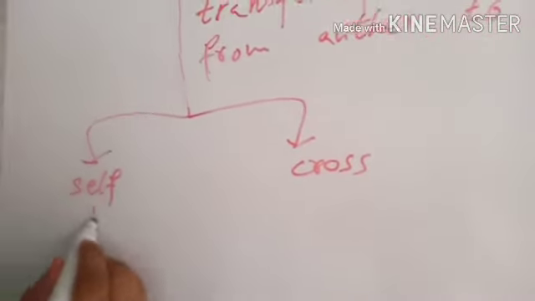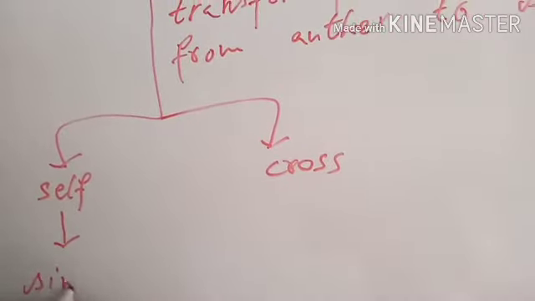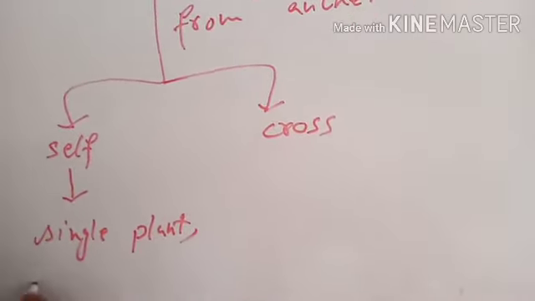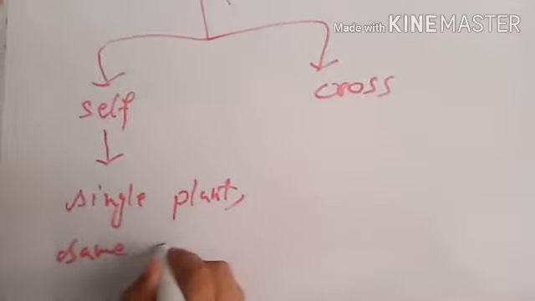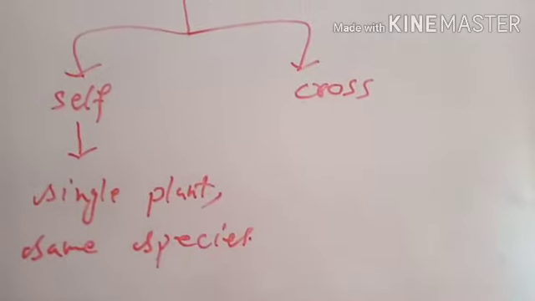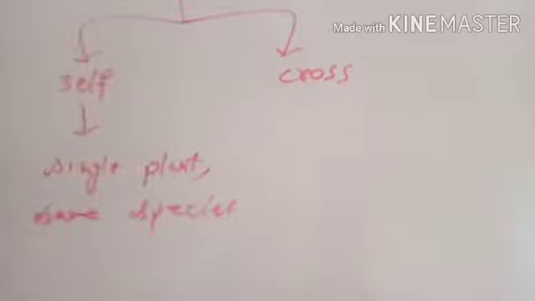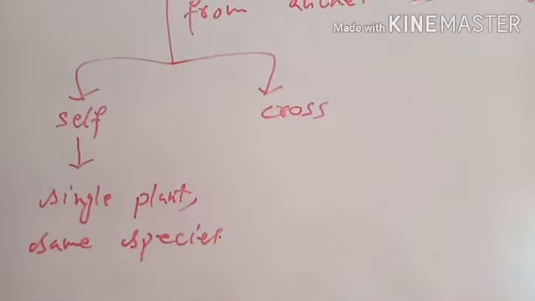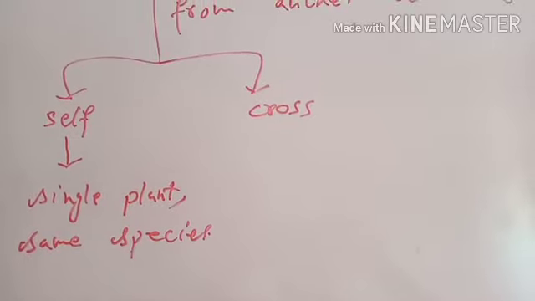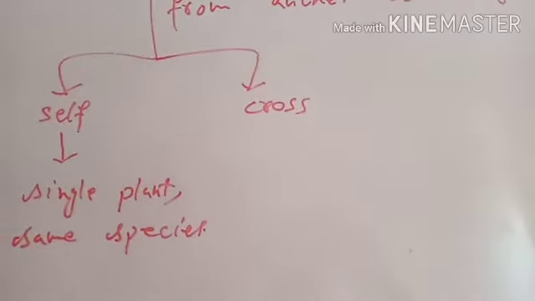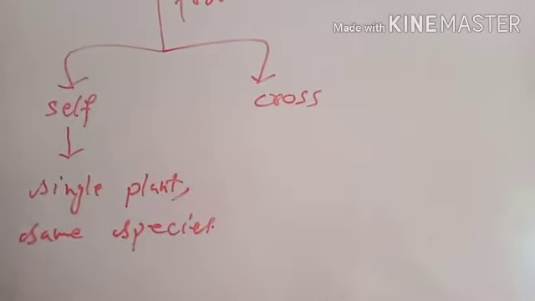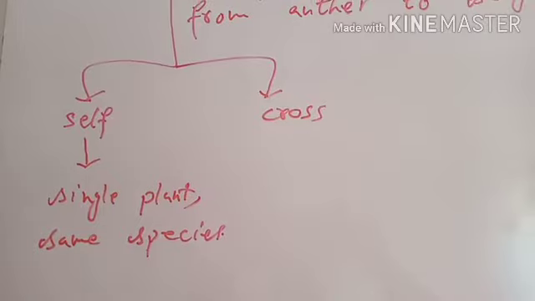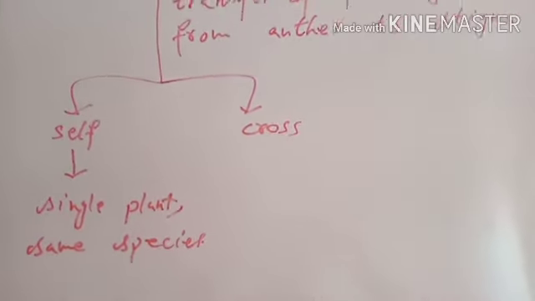In self-pollination, a single plant or plant of same species are involved. When pollen grains are transferred from one flower of a plant to another flower of the same plant, it is called self-pollination. Or if pollen grains are transferred from the flower of one plant to the flower of another plant of the same species, then it is also called self-pollination. Self-pollination doesn't require the transfer agents.